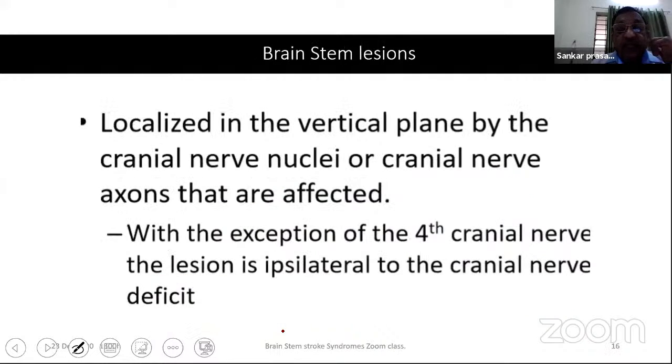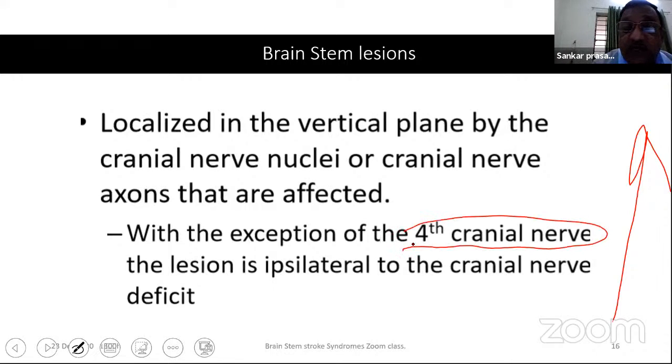kept in mind. So localization in the vertical plane, that means in the direction like this, is by the cranial nerve nuclei or cranial nerve axons that are affected. With the exception of the fourth cranial nerve, the lesion is ipsilateral to the cranial nerve deficit. That means if the third nerve on the right side is damaged, there will be right third nerve palsy and left hemiparesis, which is called Weber's syndrome. The exception is the fourth cranial nerve.